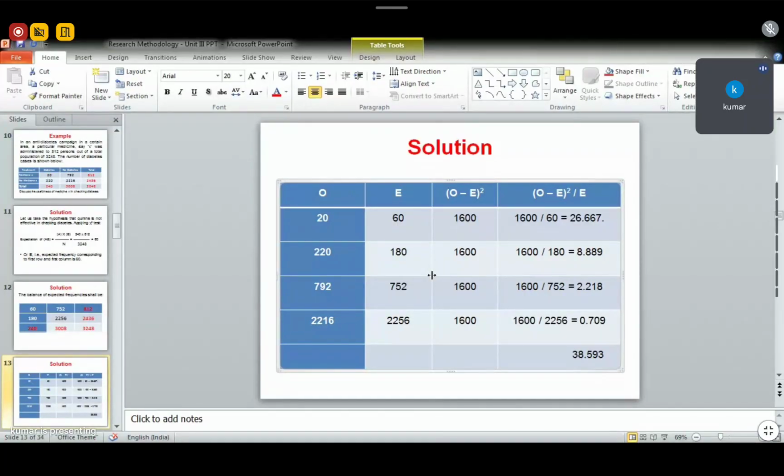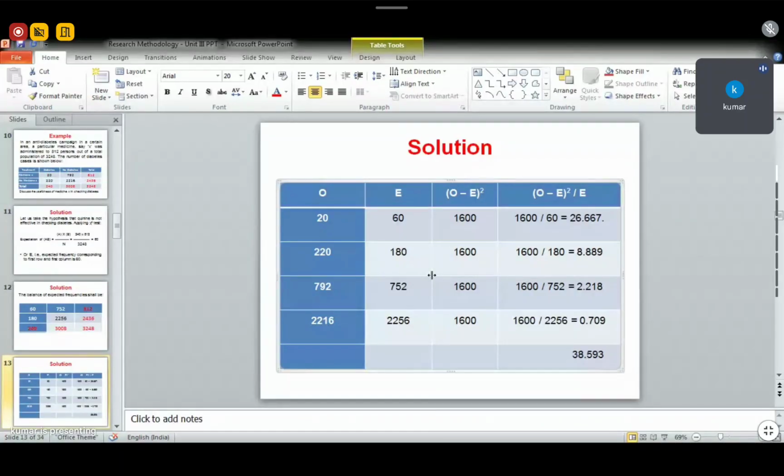So this O observed frequency is written from the problem. Expected frequency is written from your calculation. Then you find out the difference between these two and square it up. Then that value is to be divided by E, expected frequency. You will get a value for every row separately, and find out the total of this last column. Just try this.